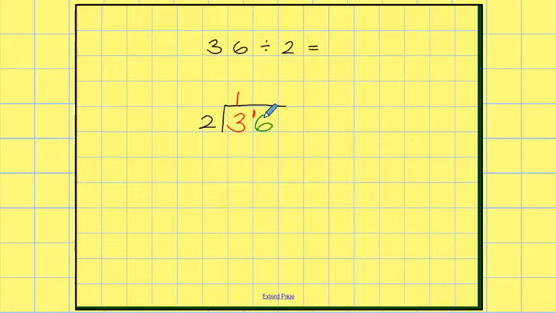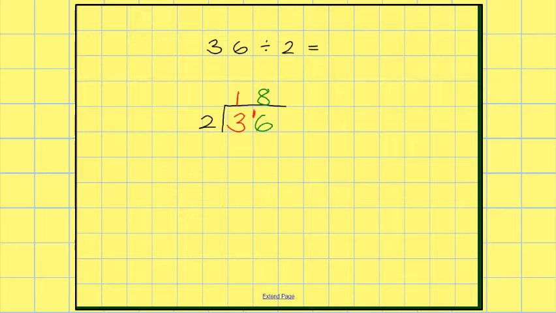Okay, and then we do the same. How many lots of 2 are there in 16? That's the one we think of. How many lots of 2 are there in 16? You've got it. There's 8 lots of 2 in 16, isn't there? So when we've worked that one out, we put it above the number like that. So 2 goes into 16 8 times. And that is our answer.